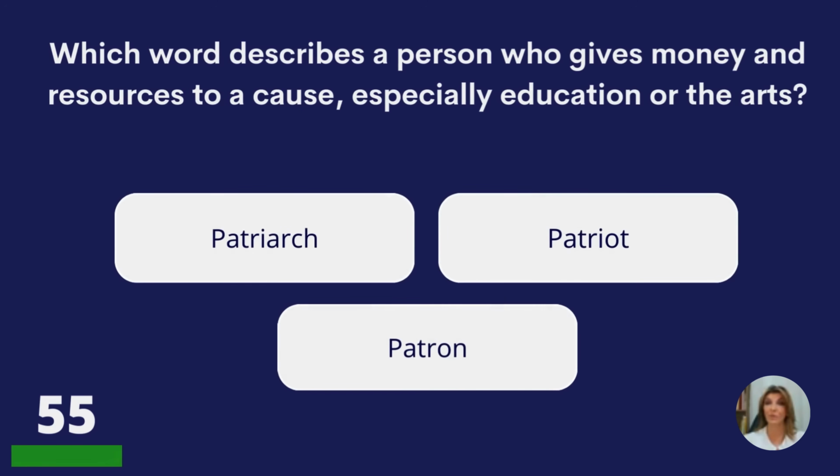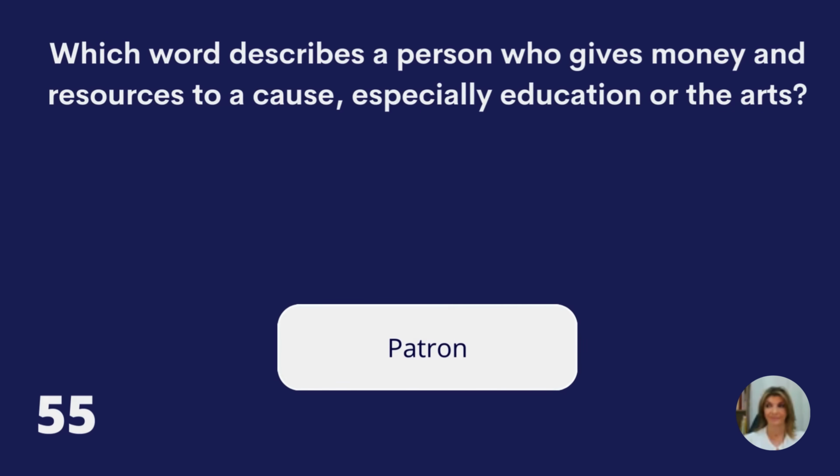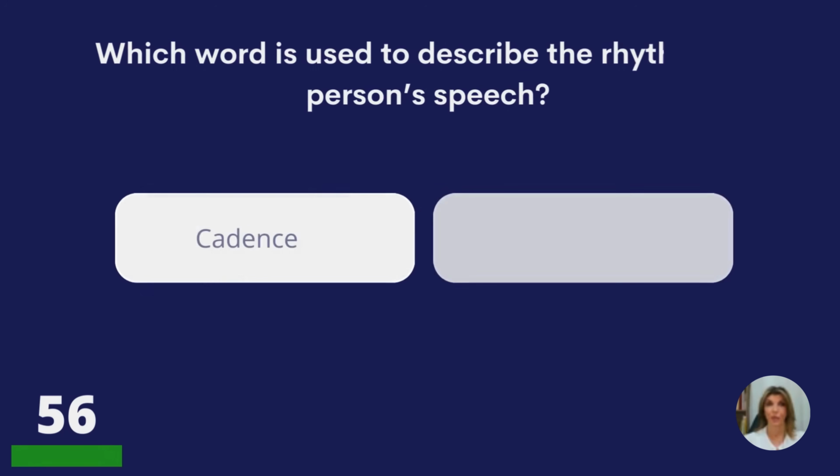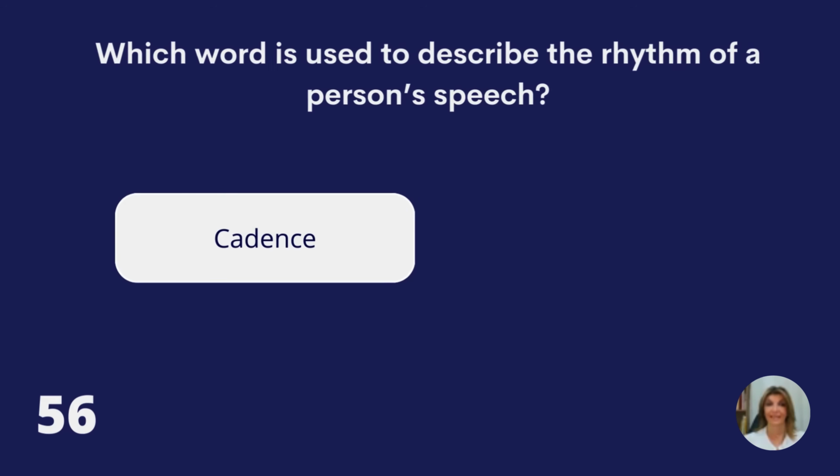Which word describes a person who gives money and resources to a cause, especially education or the arts? Patriarch, patriot, or patron? Patron. Which word is used to describe the rhythm of a person's speech? Cadence, prose, or scheme? Cadence.